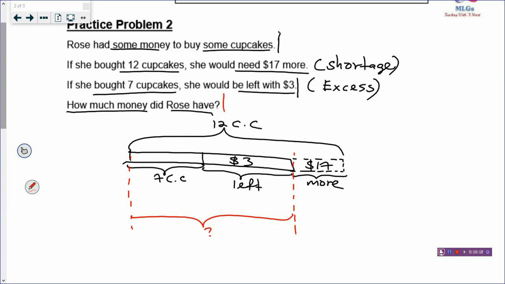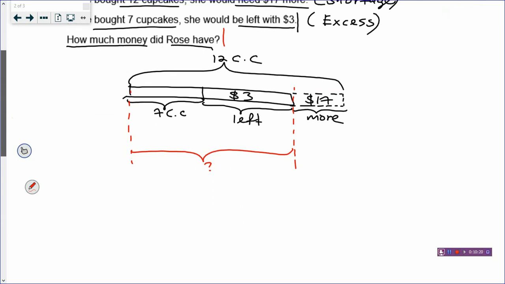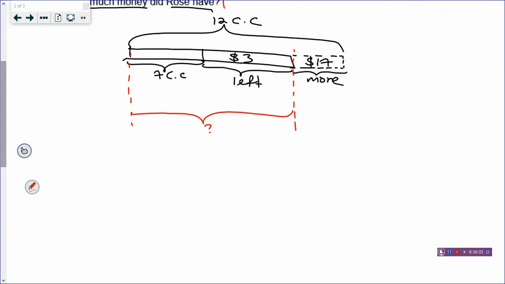When you do model drawing, when you apply this method, always try to draw the problem out first. Draw out the problem. And then you look at the model and see what you can do with the model. Can you come up with the steps? Can you see something from the model?